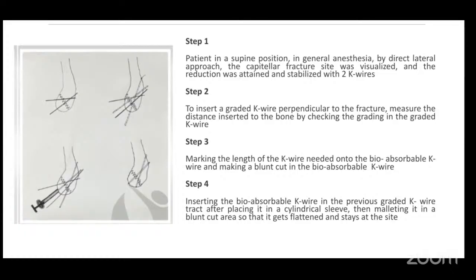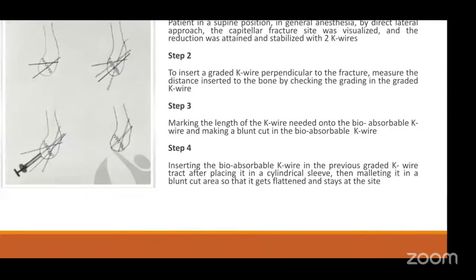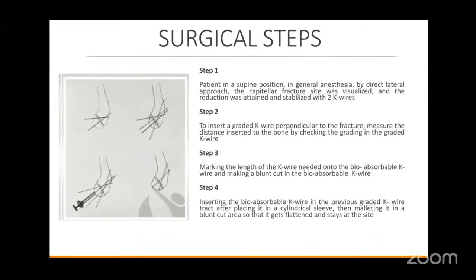And after that, you should put the biodegradable K-wire, and you can cut the blunt end, and you can use both the ends. So in this way, after you are putting it, you have a cylindrical sleeve in which you are malleting the blunt area, and it goes and sits there. And the cut area is flattened so that it stays below the articular surface, just below the cartilage. So these are the surgical steps which you should take care of while putting this osteochondral fracture back into place.